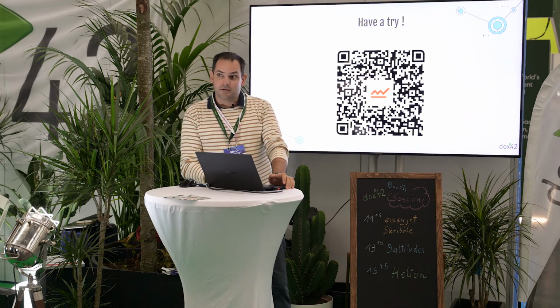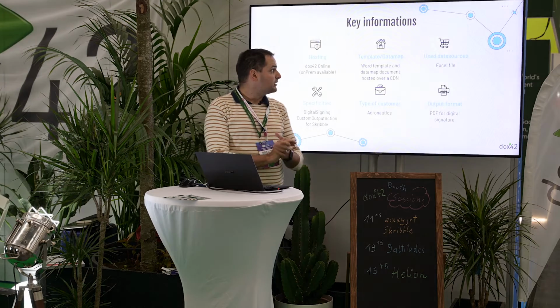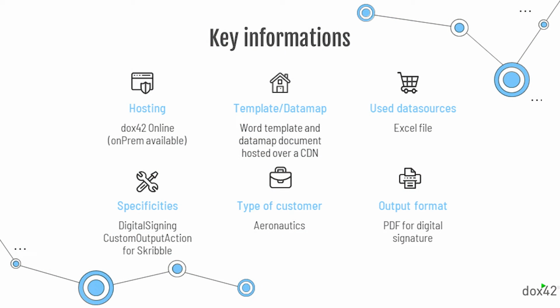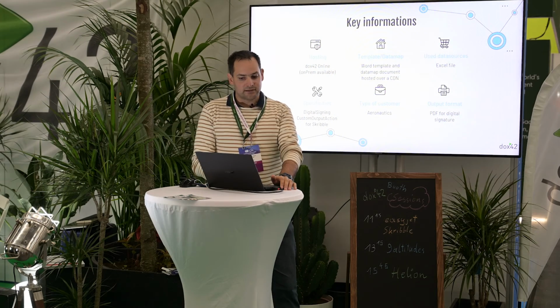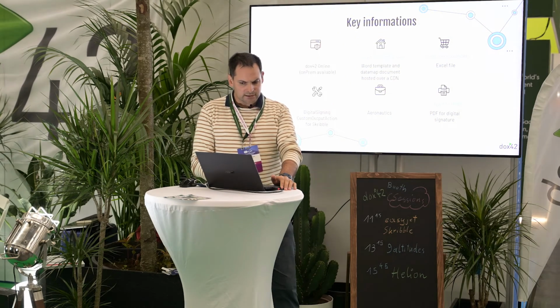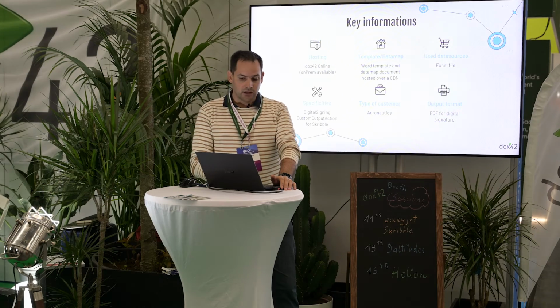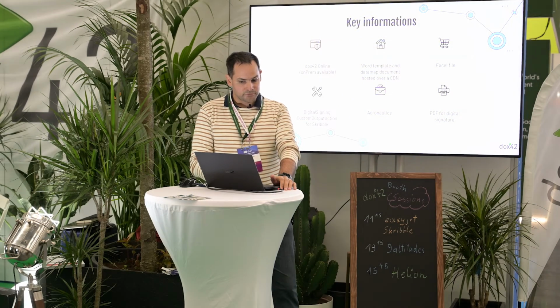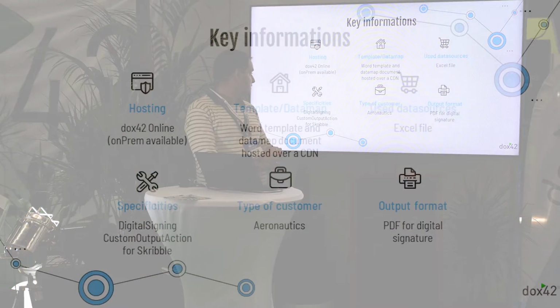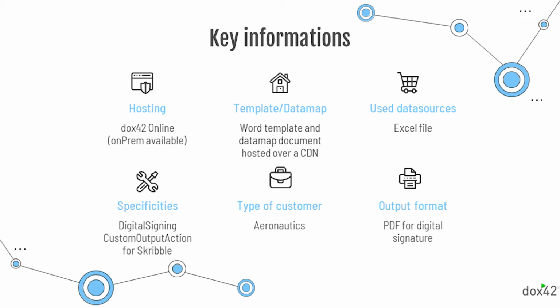Finally, the key information about this project is that it is hosted online with the capabilities of dox42 online, and it is also available for on-prem instances. The templates and the data maps are hosted over CDN for easyJet. The data sources used are Excel spreadsheets. The specificity is that you need the digital signing custom output action for Skribble and a running contract with Skribble for the purpose of the signature.